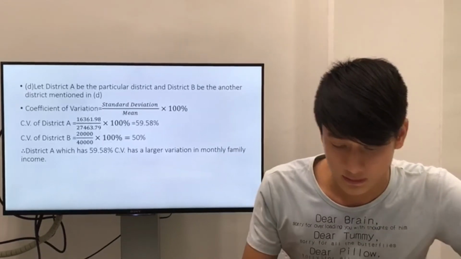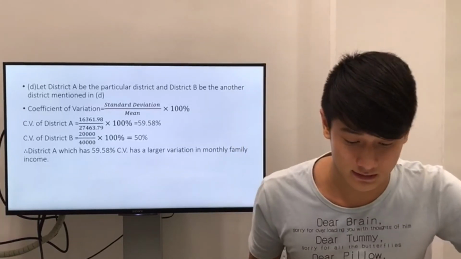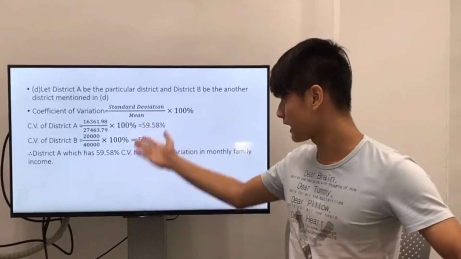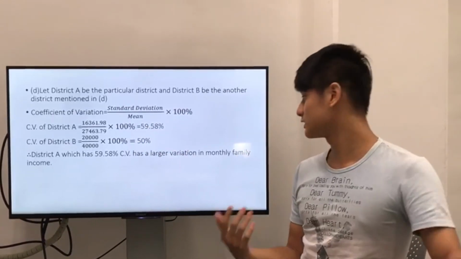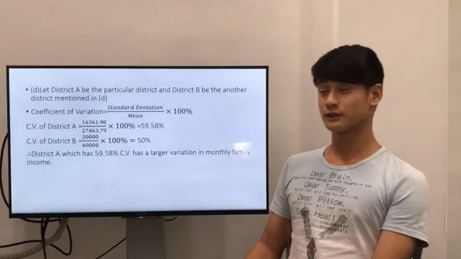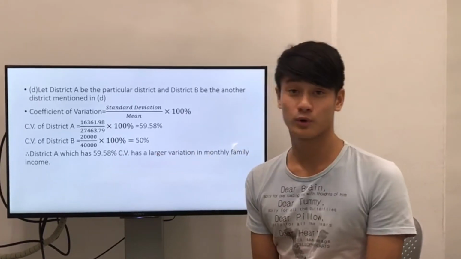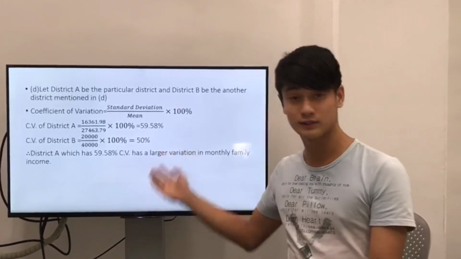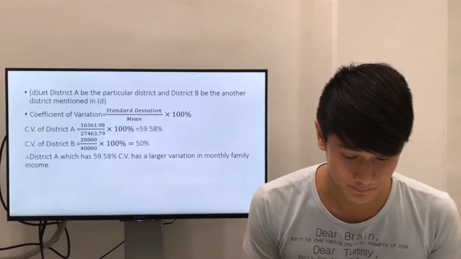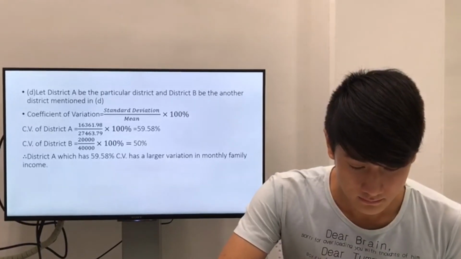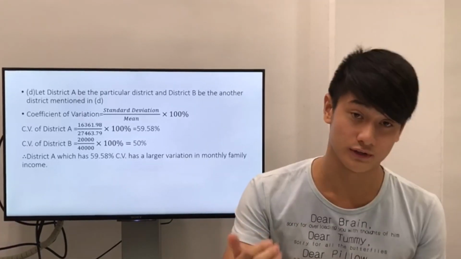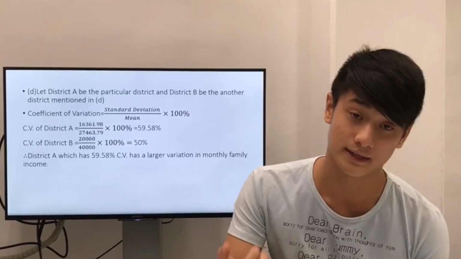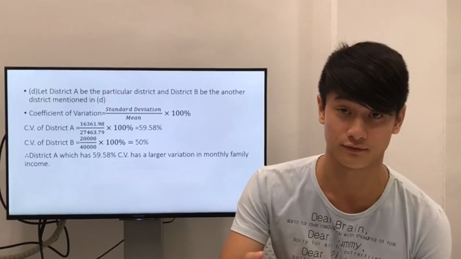For district B, the standard deviation and the mean are 20,000 and 40,000. After our calculation, the CV of district A is 59.58%, and the CV of district B is 50%. Since the coefficient of variation of district A is larger than that of district B, district A has a larger variation in monthly family income.